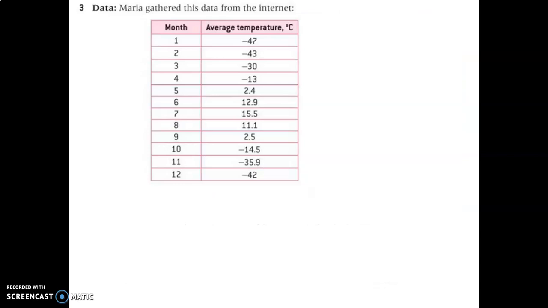Okay, here's the data she has. She found this on the internet. These are the months of the year: January, February, March, April, and so on, all the way to December. And here's the average temperature in that month in this town of Verkhoyansk. Look at those deep freeze temperatures here. Those are the averages for a month. That's quite cold. And even in the warmest months here, it only gets up to 15 degrees average.